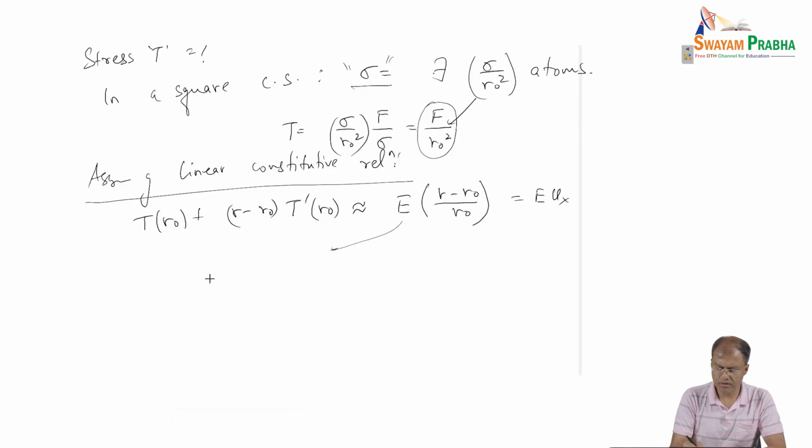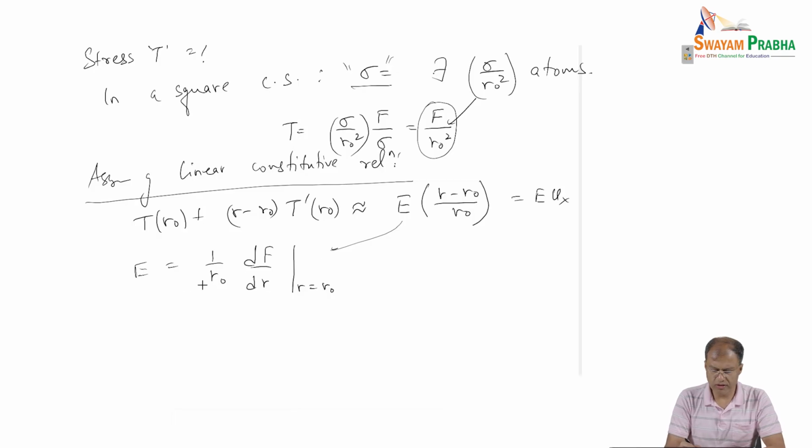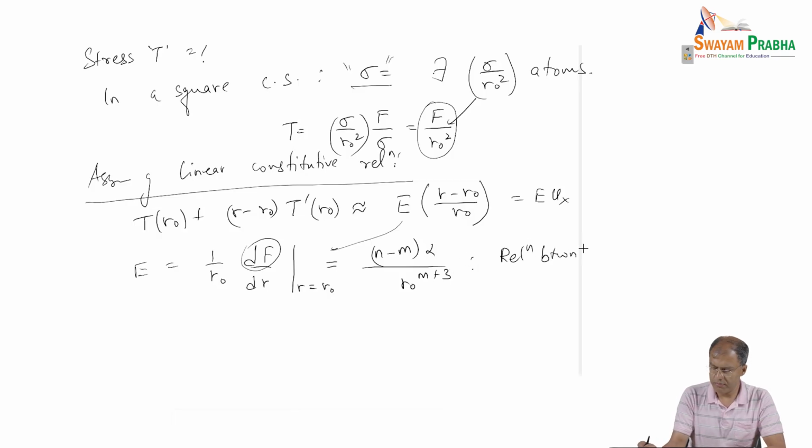So from here I can find that my Young's modulus is 1 over r naught times df dr at r equal to r naught, right? So this is the net force. So this is my relation between the Young's modulus and the interatomic spacing. If we plug in the formula for the force, we get n minus m times alpha divided by r naught to the power m plus 3.